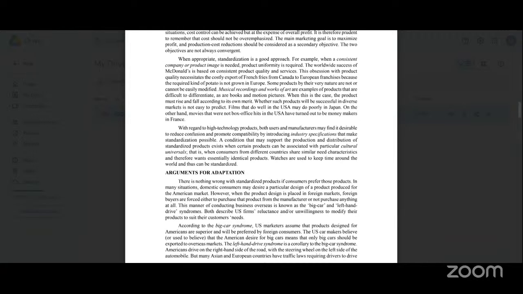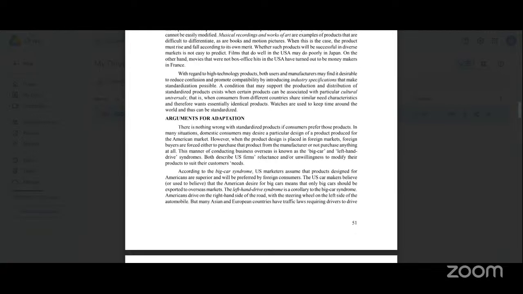Because if we were to change it, then it would become an entirely different composition altogether. So, with regard to high quality products, both users and manufacturers may find it desirable to reduce confusion and promote compatibility by introducing industry specifications. So, what are these industry specifications? They help to make the standardization possible.